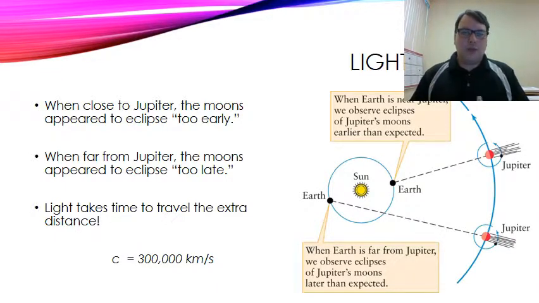Okay, so if our orbit is further away, we're at a point where we are at the furthest point of our orbit from Jupiter. What we get to see in this instance is that the moons are actually eclipsing a little too late, so later than expected. And so what we're seeing here is that a difference in the distance requires more travel for light. So light is taking the extra time that it needs to travel the extra distance. We estimate this traveling speed of light as a constant c, which is around 300,000 kilometers per second.